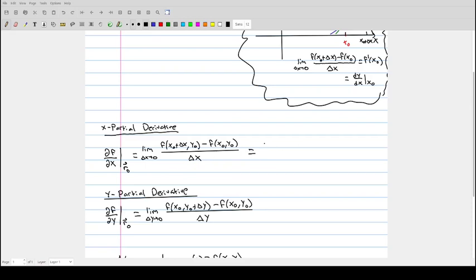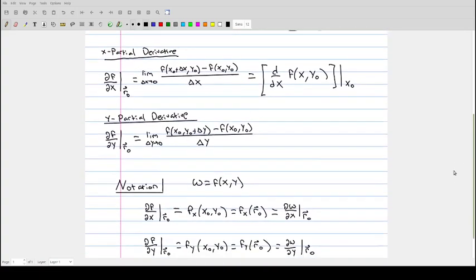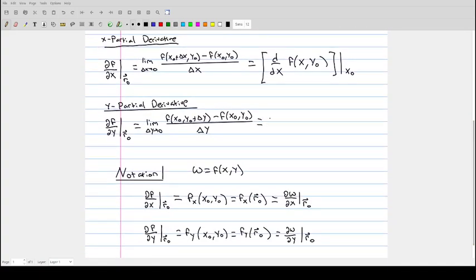The x partial derivative is the same thing as the normal single variable x derivative of f as a function of x, fixed at y naught. This is evaluated at x naught. And the y partial derivative is the same thing as the normal single variable derivative of the trace f of x naught y at the point y naught.